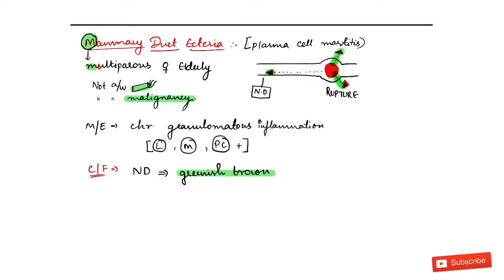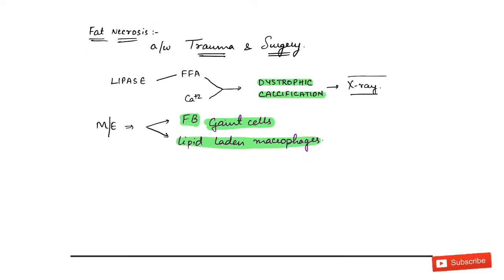And for mammary duct ectasia, remember multiparous elderly females, and this is not associated with smoking or malignancy. The secretions are collected in the abnormally dilated part, which may lead to the excretion of the secretions and rupture due to the heavy dilation. We find a lymphocytic, macrophagic, plasma cell infiltration. Here the main nipple discharge is greenish brown in color.